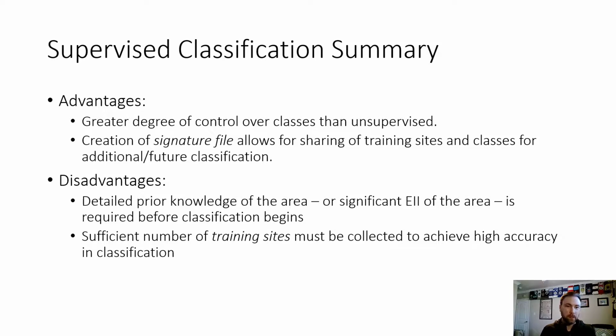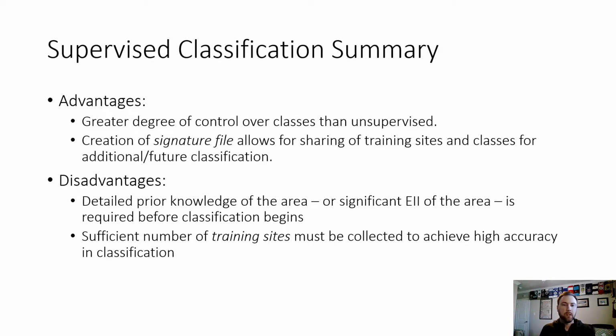Excuse me. The disadvantages would be a detailed prior knowledge of the area is recommended, or a significant element of imagery interpretation of the area. So either knowing what it's like on the ground or having just a familiarity with those types of land cover types that you'd see in the image, that would be required for this form of classification. So in order to introduce a human variable, you need to be introducing more information than the unsupervised algorithms could glean themselves, okay?